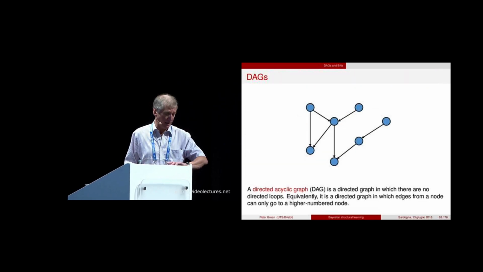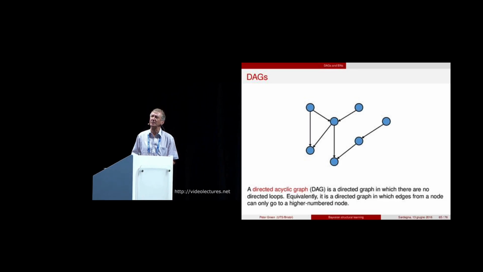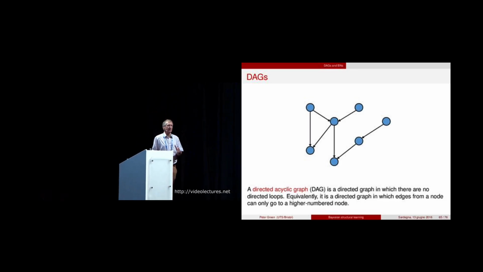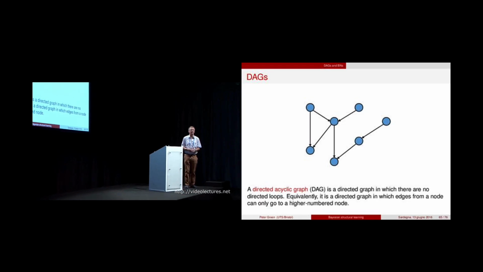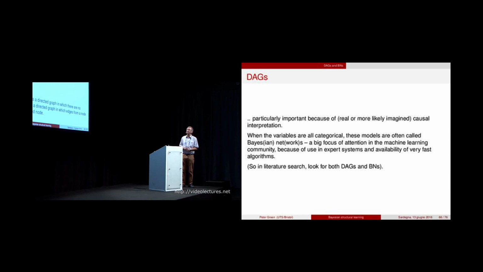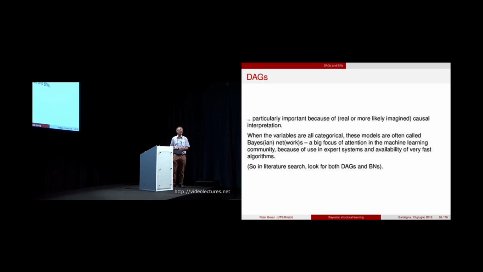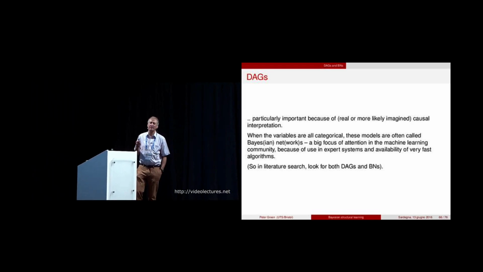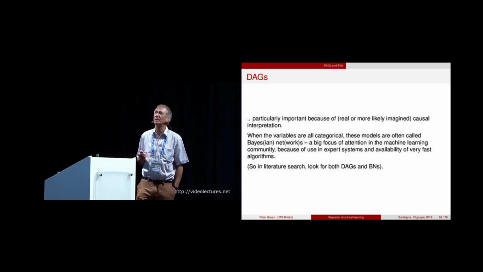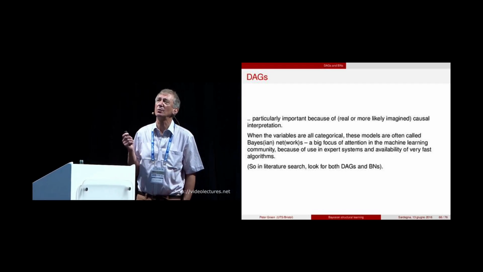I think I shall have to skip the small section on DAGs. I'll just briefly mention what the difficulty is with DAGs. This is a situation where we wish to fit a DAG model to data that doesn't know anything about the directions. The pure form of this problem. Fitting DAGs is particularly important because of real or possibly imagined causal interpretations. And of course, there's a huge literature on Bayesian networks which exploits these models.